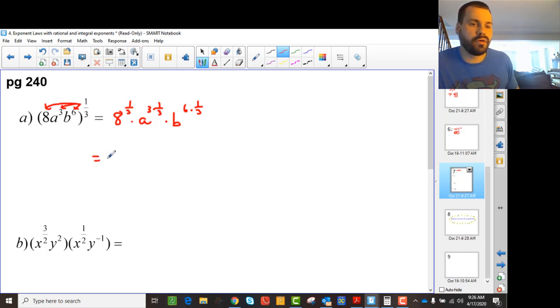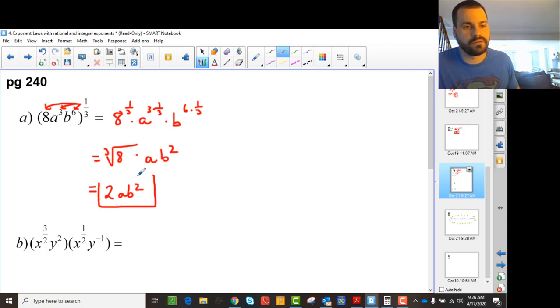Now, 8 to the 1/3 means the cube root of 8. We talked about rational powers. 3 times 1/3 is just 1. And 6 times 1/3, or 6 divided by 3, is 2. And then the cube root of 8 is 2. So we get 2ab squared. That's how that simplifies.